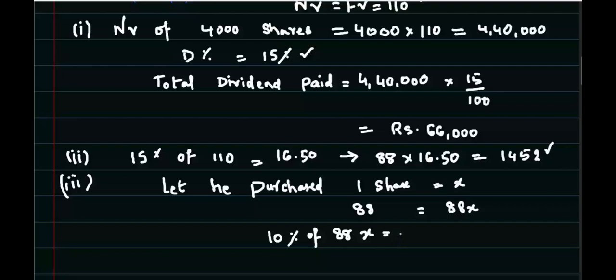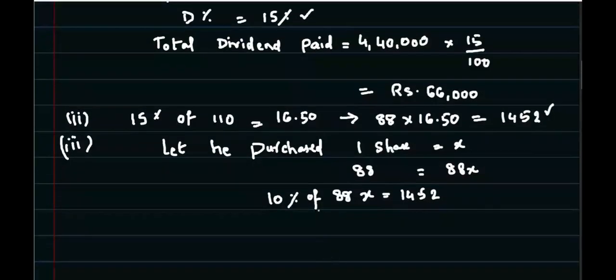Otherwise, you need to follow a process. So if you follow a process, whatever numbers are there, you can easily find the answer. That's why I'm following this. 10% of 88x is how much he has got? 1452 rupees, right? So which means you divide 10 by 100 multiplied by 88x is equal to 1452. You don't need to do all this, just don't complicate these things.